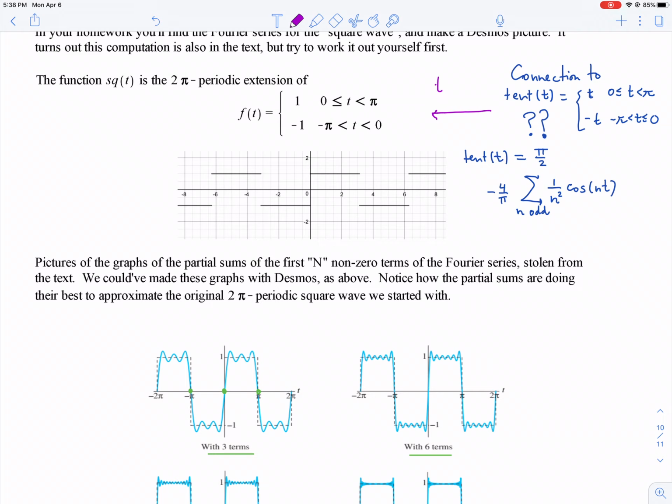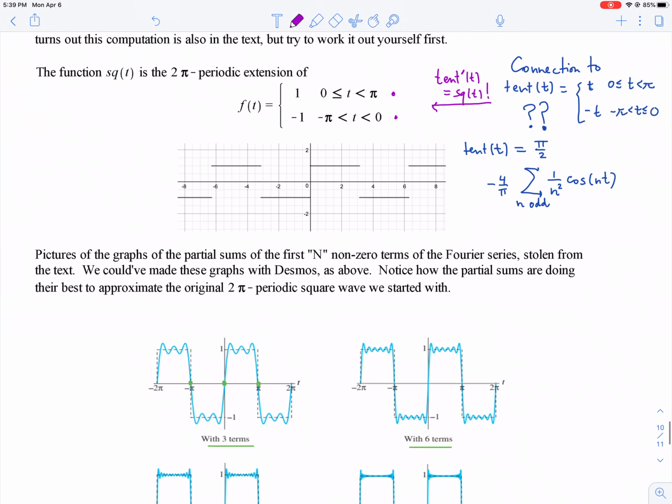So do you first of all agree that if I take the derivative of the tent function, I get the square wave? Well, I cannot differentiate the absolute value function at the origin, so I can't actually differentiate the tent function at the corners, so at multiples of pi. But everywhere else, and in particular, let's just look at minus pi to pi, when t is between 0 and pi, tent is t, so its derivative is 1, and between minus pi and 0, tent is minus t, so its derivative is minus 1.